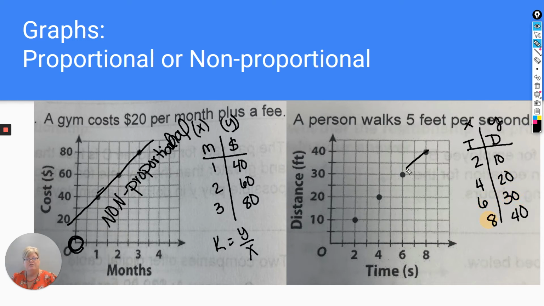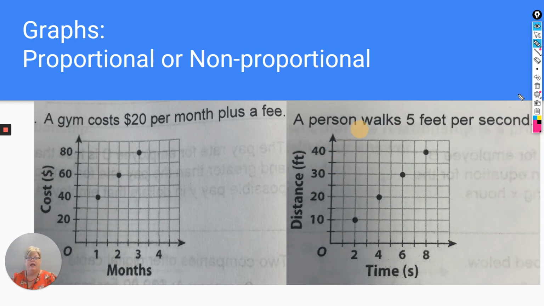Or I could just draw a line, connect the dots. I kind of missed some of those dots right there. But look, if it goes through the origin, this is the origin right here. If it goes through the origin, it is proportional. What that means is that the value of X is directly proportional to the value of Y. Okay? All right, so now let's go ahead and look at some additional problems.